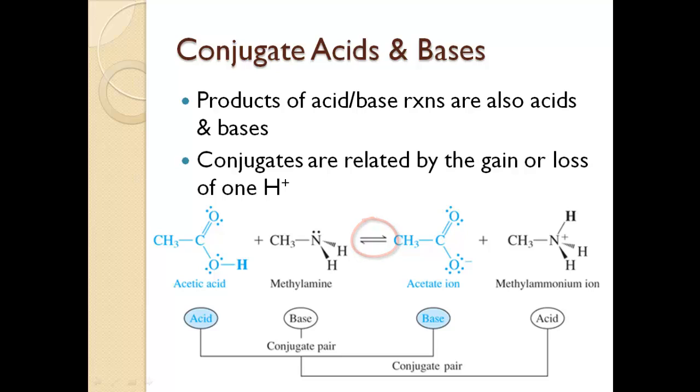These things go back and forth. But both the acetic acid and the acetate ion, as well as the methylamine and the methylammonium ion, are related because of the gain or loss of one proton. So they're called conjugate pairs. They're called conjugate acid-base pairs. So acetic acid is the conjugate pair of acetate ion. Acetic acid is the acid, the acetate ion is considered a base. And the same argument goes for the methylamine and the methylammonium.